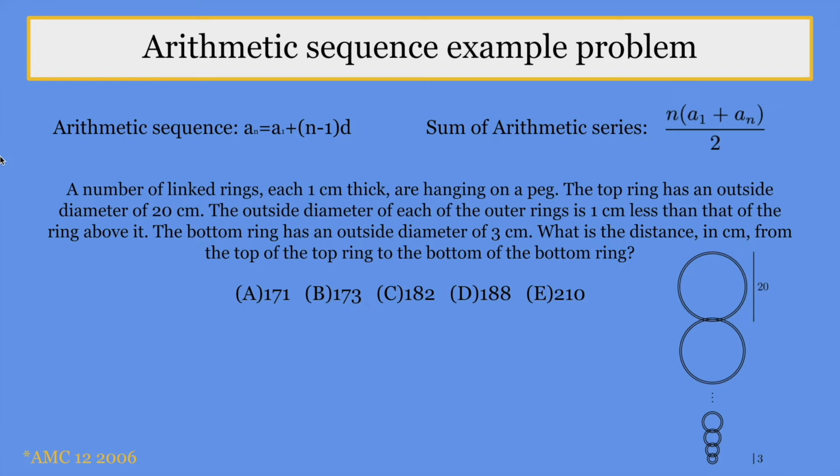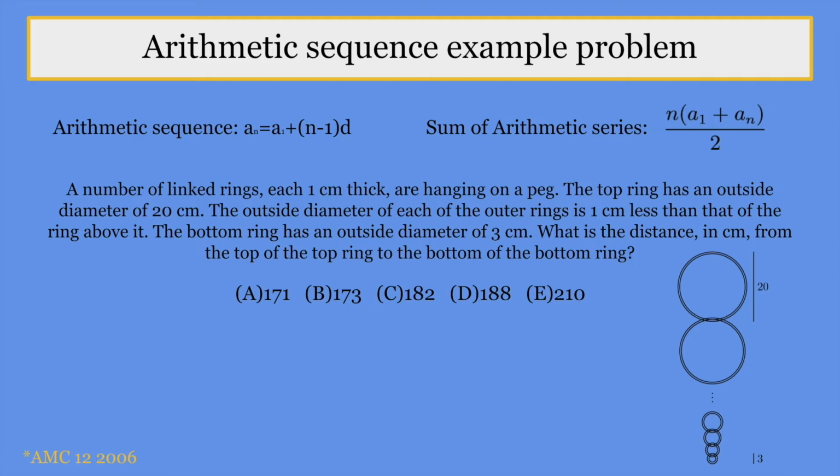We have to use the sum of an arithmetic series, which to begin with, the inside diameter of the ring at the very bottom will be 1 centimeter, because when we take 3 minus 2 it's 1, and for the very top the inner diameter will be 20 minus 2, so it's 18. So the inner diameters will go from 1 to 18, and the total distance needed is the sum of these values plus 2 for the top of the first ring and the bottom of the last ring.